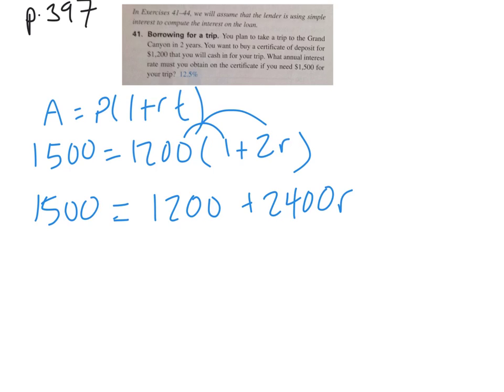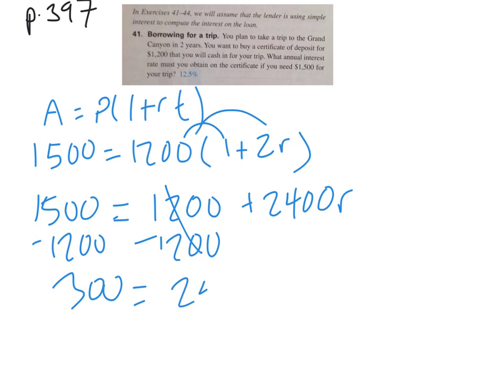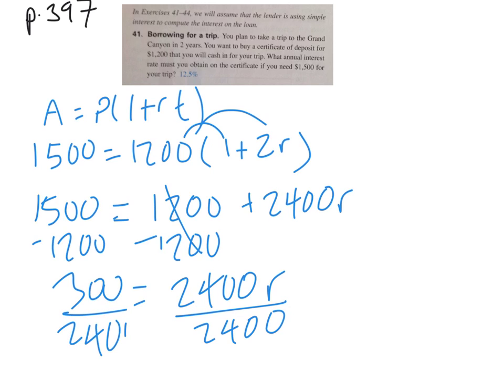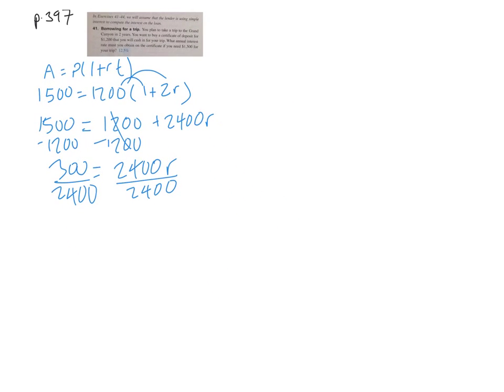We want to get R by itself, so next we'll move this 1,200 to the other side. That gives us 300 equals 2,400 R. And then if we want to solve for R, divide both sides by 2,400. And then if you throw this in the calculator, you should get an R equal to 0.125.